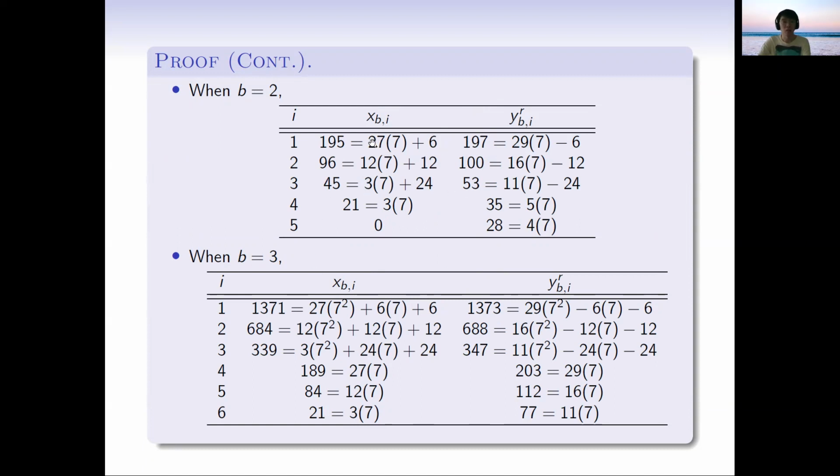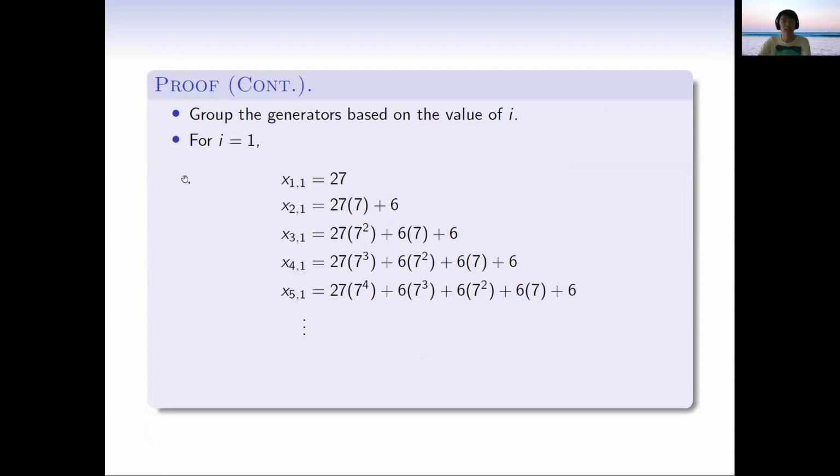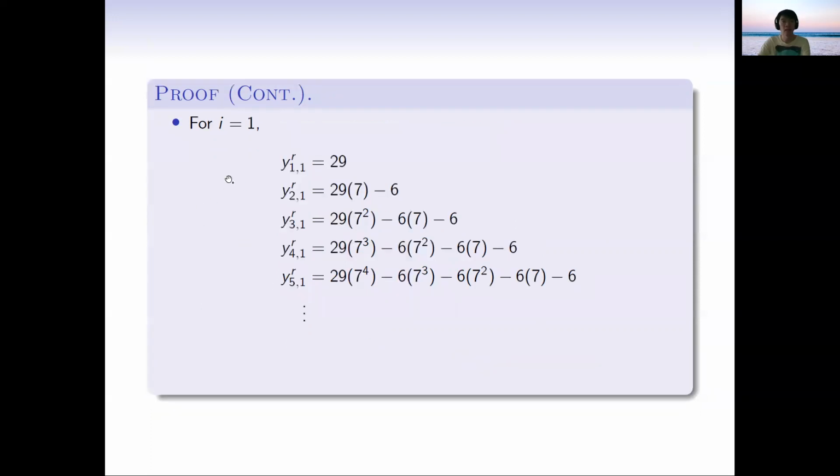All right. Now, by grouping all these numbers based on the value of i, for example, when i equals 1, these are the equations that we obtain. And because b is any positive integer, this will go up to infinity. Therefore, to obtain a general formula for this, we apply induction on b, and hence we obtain x_{b,1} equals this. This is the general form to represent this scenario. Secondly, if we apply induction on b again, then we obtain y^r_{b,1} equals this one.